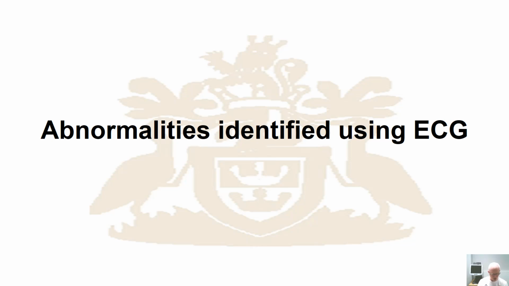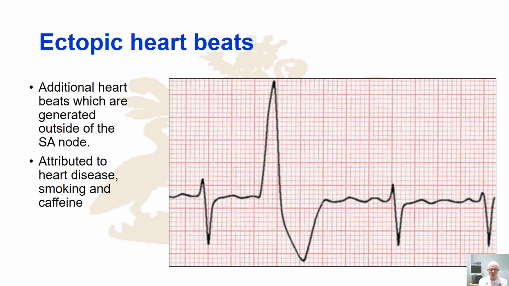You can get cardiologists, you can get cardiac nurses, cardiac technicians. So you can get very, very trained individuals whose only role is to read ECGs. So we're just going to look at some fairly obvious traces and also some fairly common abnormalities that we can see. So first one is what's referred to as an ectopic heartbeat.